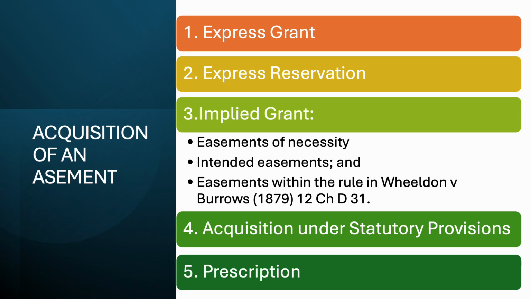What about prescription? Long use can ripen into an easement. Dalton versus Angus explains this theory. Basically, we presume that there was originally a lawful grant that has been lost. There are 3 requirements. The user must be as of right: not by force, not secretly, not by permission.